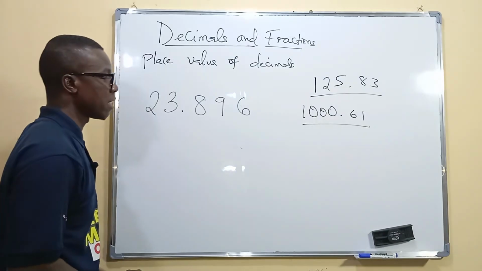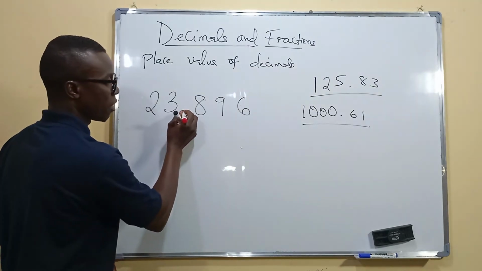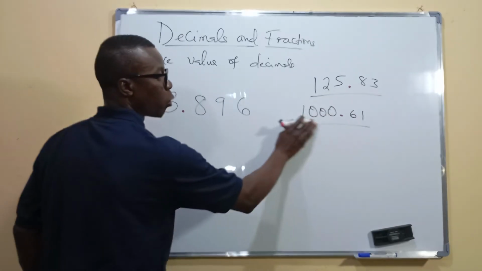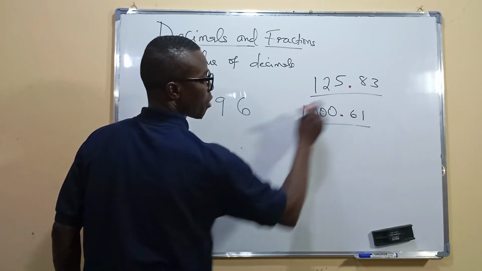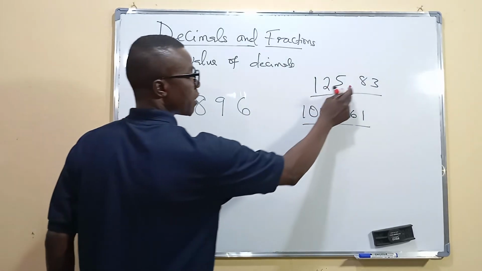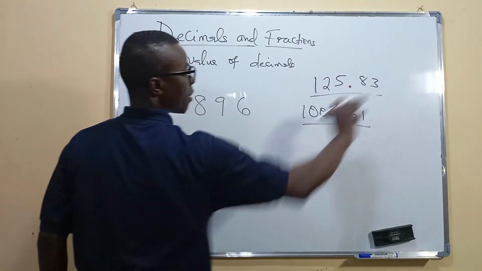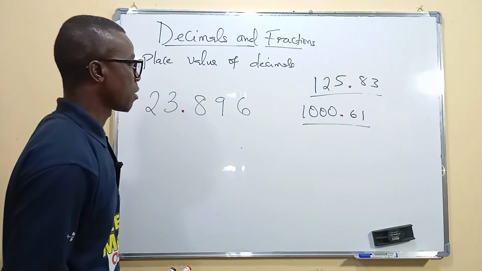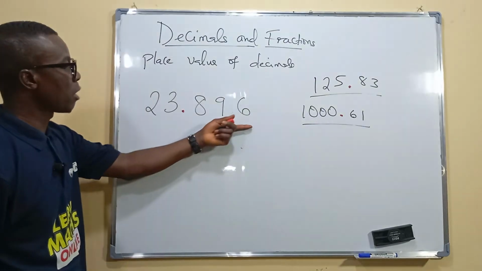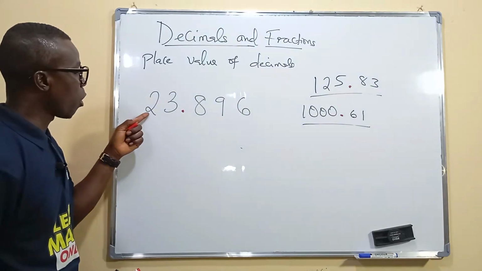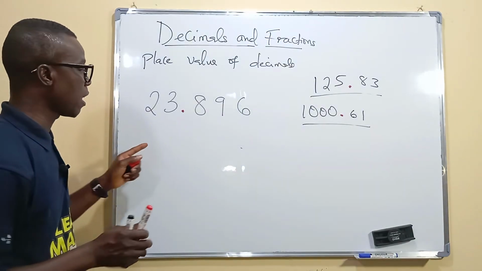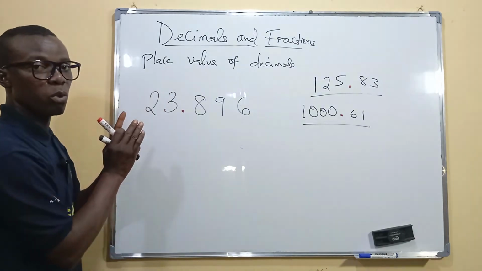How do we identify decimals? The point here. You can see here we have a point here, we have a point here. Now we have the whole number part, and then we have the decimal fraction part. You can see here the whole number part is 125, and then here that's the decimal fraction part. Now looking at this, talking about the place value of decimal numbers, we are going to tell the place value of each of these digits, what they stand for. Now don't forget, as I said earlier on, that this makes up the whole number part.